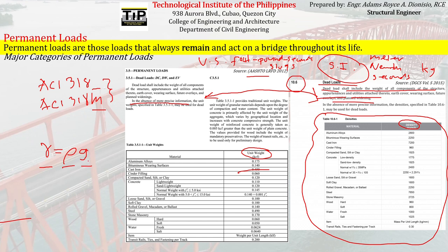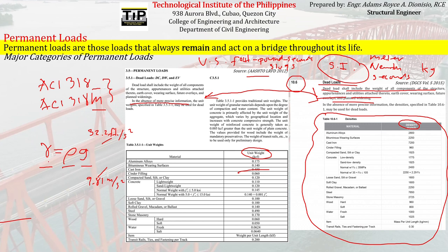Tapos, 9.81 meter per second squared pag SI. Yan, so yan yung g. If you want to find unit weight and you already know the density, all you need to do is multiply it by the gravitational acceleration, either 32.2 or 9.81. Okay? And vice versa. If you know the unit weight and you want to find the density, all you need to do is divide it by g.